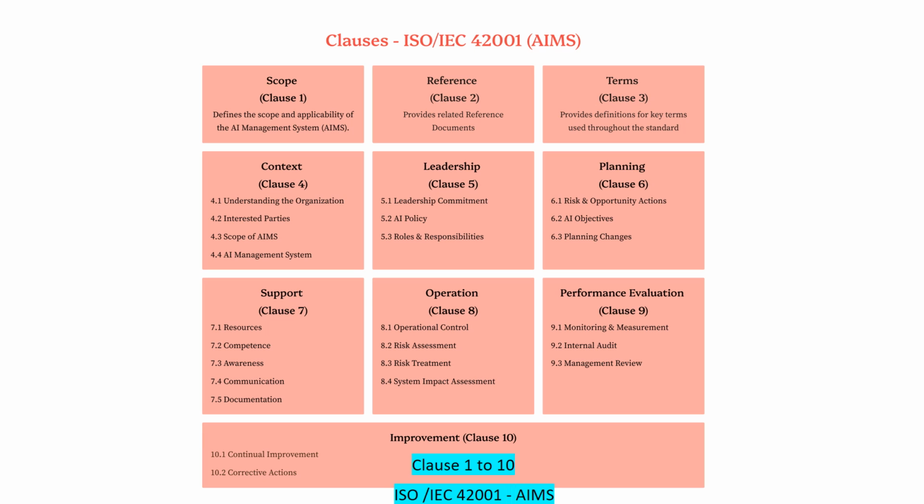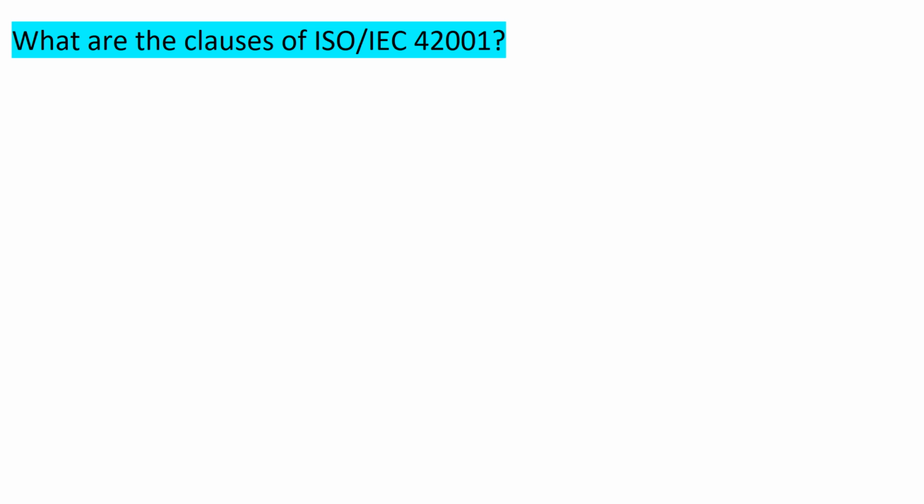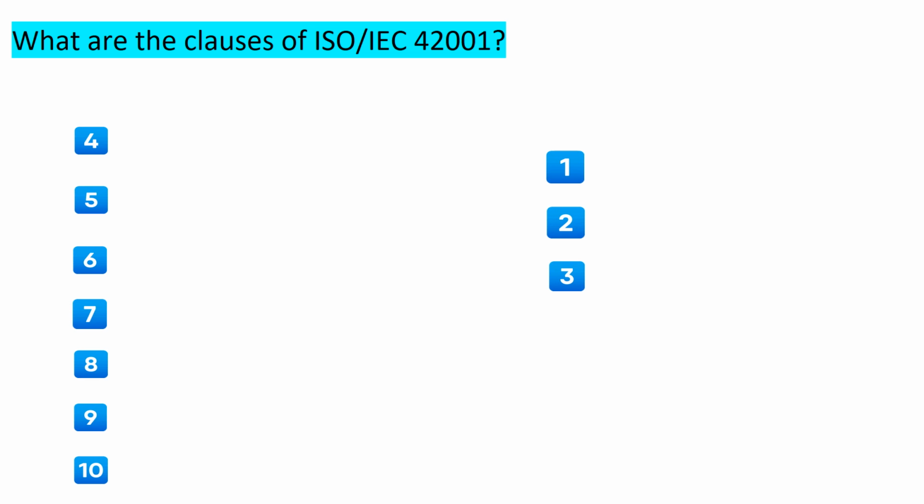In this lecture, we will discuss clause 1 to clause 10 of the standard. So, let us now understand what are the clauses of ISO 42001. The standard has a total of 10 clauses.